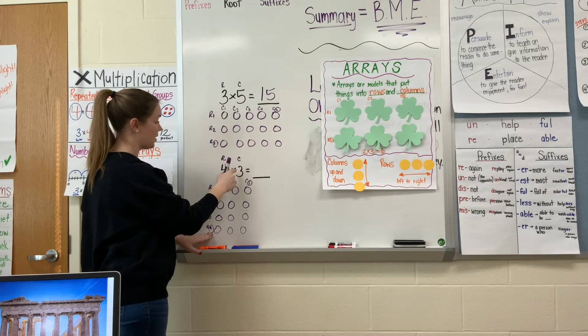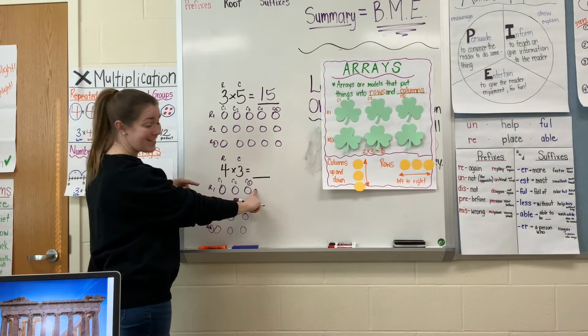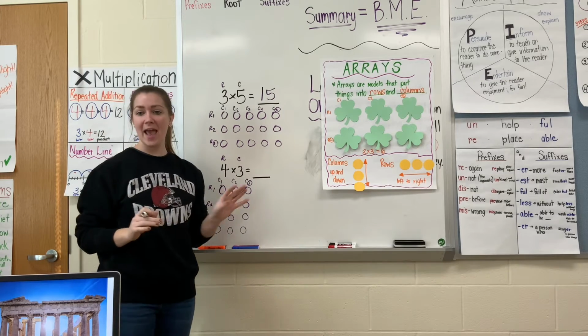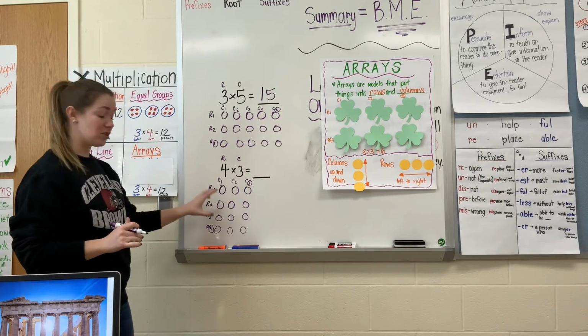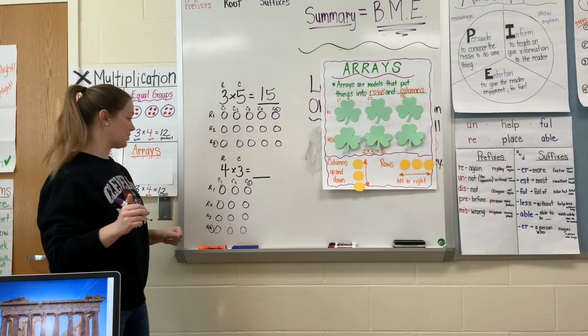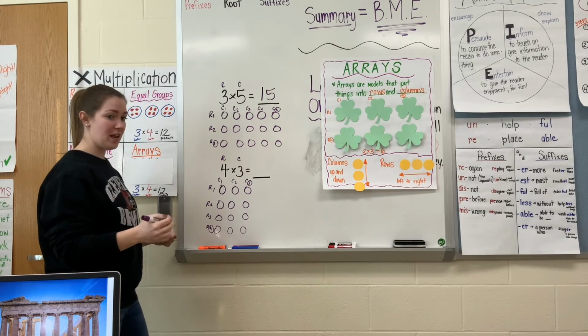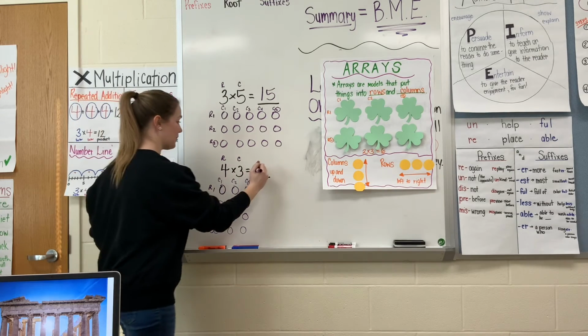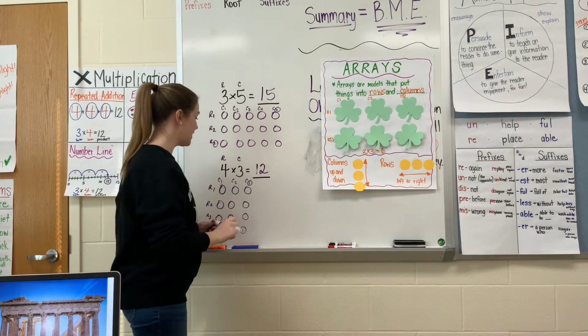The next one's going to be our columns. Do I have 3 columns? Yes. All right, now we can see how many circles I have. Everybody go ahead and turn to your neighbor and tell them how many circles do I have. Tell me. 12. Good.